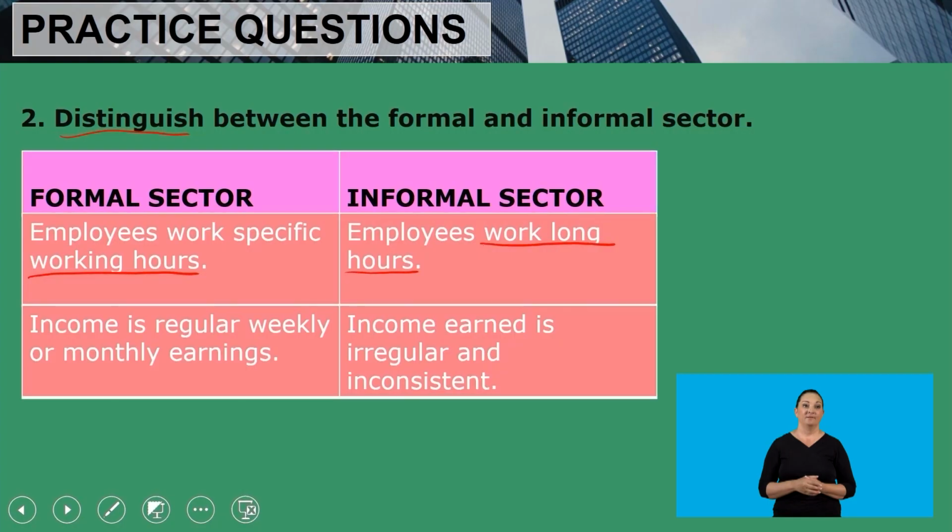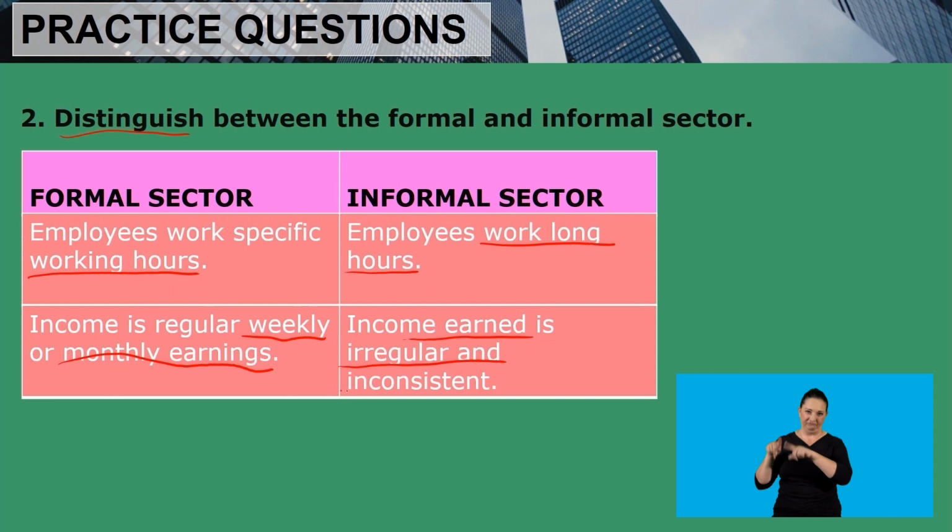Another difference is that income is regular weekly or monthly earnings under the formal sector. On the other hand, under the informal sector, income earned is irregular and inconsistent. So under the formal sector, because there's an agreement that has bound the two parties, which is the employer and the employee, as well as the legislation that the employer has to comply with. So it depends on the agreement, the contractual agreement that is written, which is binding both the employer and employee, that a payment should be made weekly or a payment should be made on a monthly basis. So that payment is consistent.